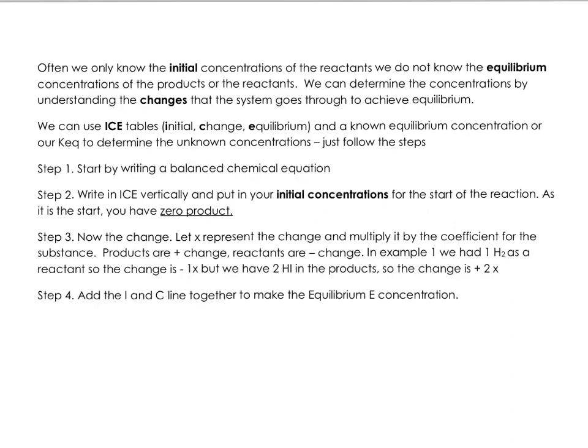Often, we only know the initial concentrations of the reactants, but we do not know the equilibrium concentration of the products or the reactants. We can determine the concentrations by understanding the changes that the system goes through to achieve equilibrium. We can use ICE tables. ICE stands for initial, change, and equilibrium. And a known equilibrium concentration, or our equilibrium constant, can be used to determine the unknown concentrations. And I've given you some steps to follow.